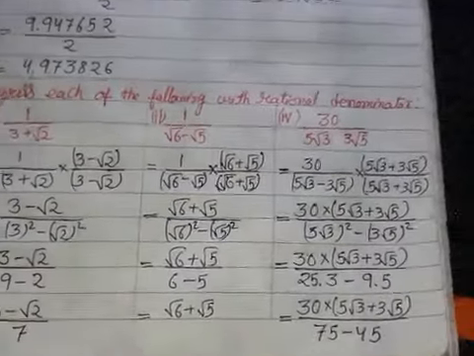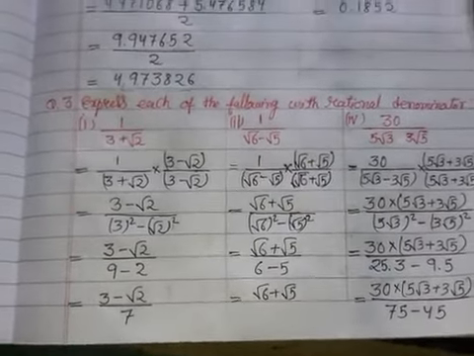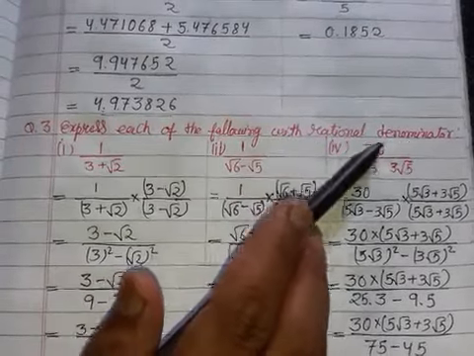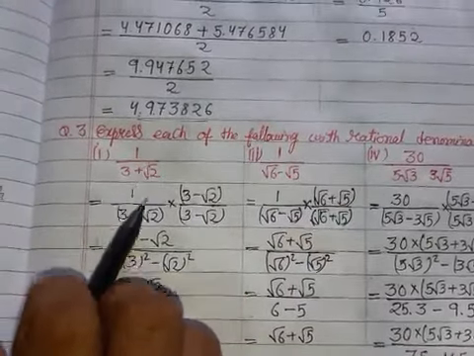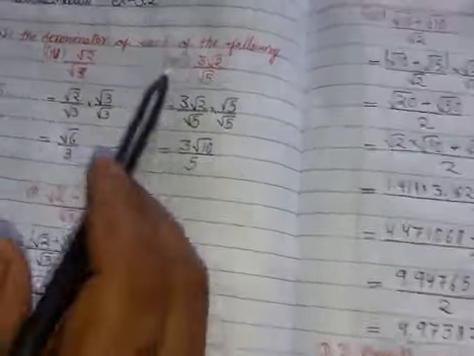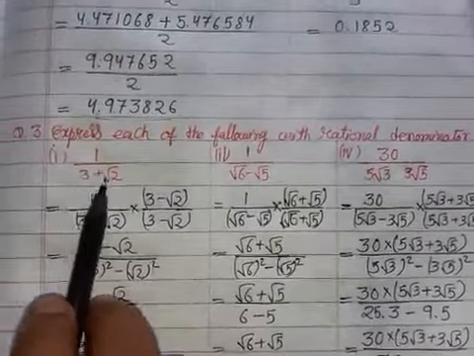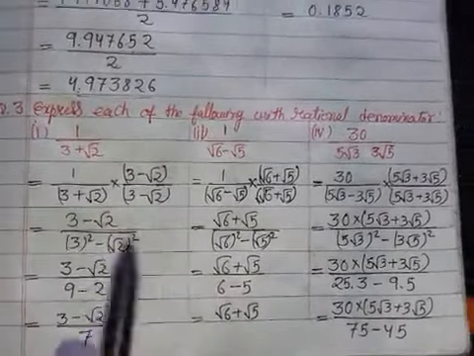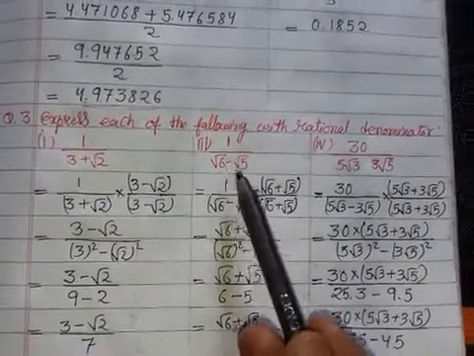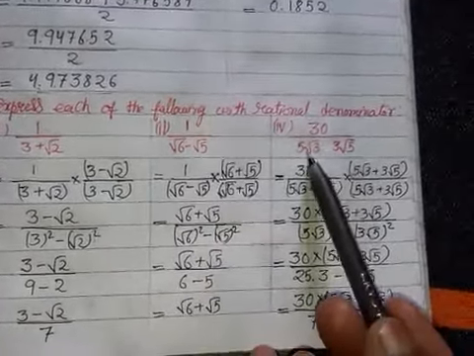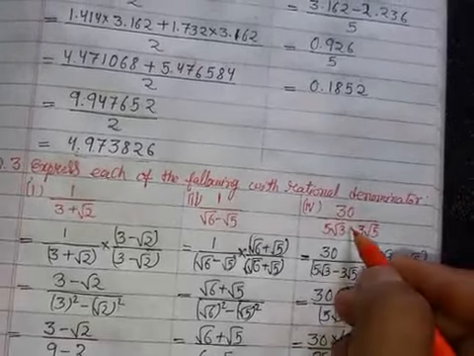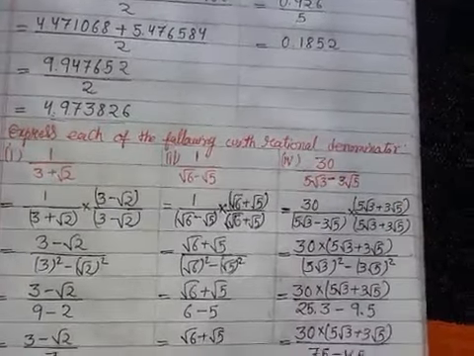now there are some more questions. These are also rationalization. Express each of the following with rational denominator. It is also rationalization, but there is here only one digit, but here it is in mixed form. Okay, here whole number plus root, here whole number, here two different root, here also whole number multiplied with root minus whole number with different root.